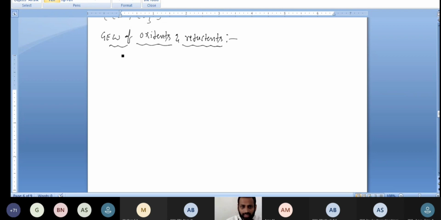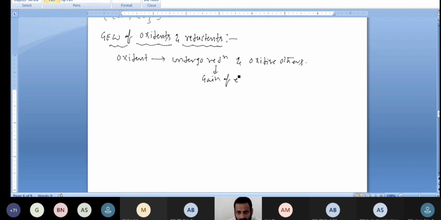So here you must have one idea: oxidant, or oxidizing agent. An oxidant undergoes reduction and oxidizes others. Oxidizes others, the most important. So an oxidant, or as I said, an oxidizing agent, undergoes reduction and oxidizes others. Reduction means what? Gain of electrons.